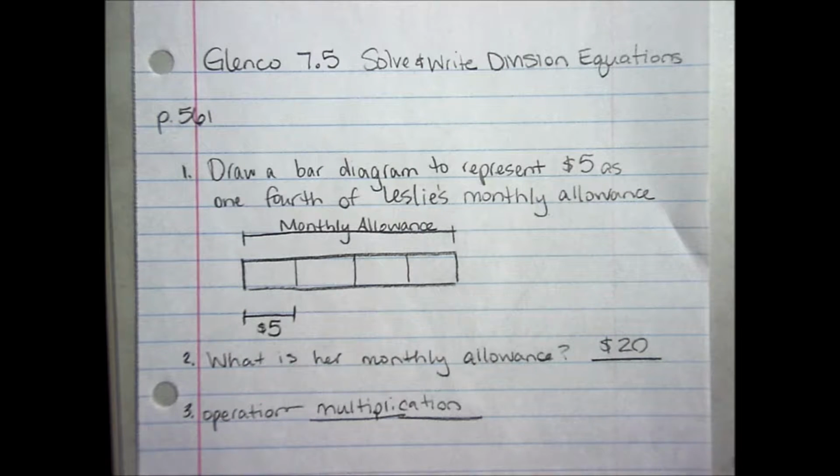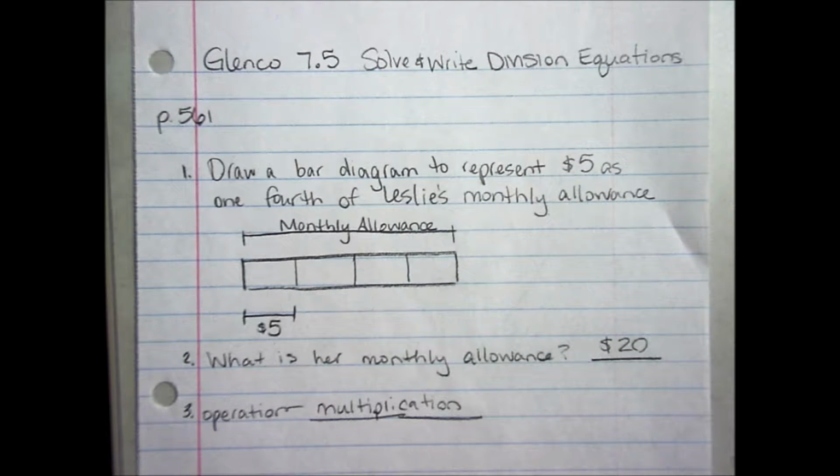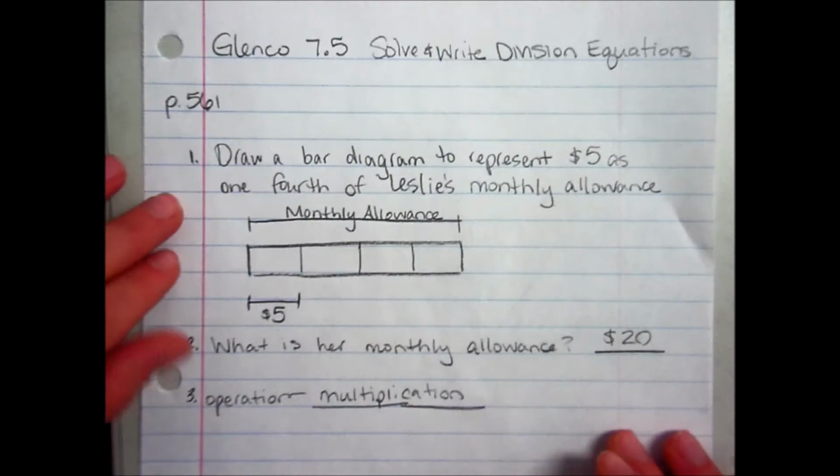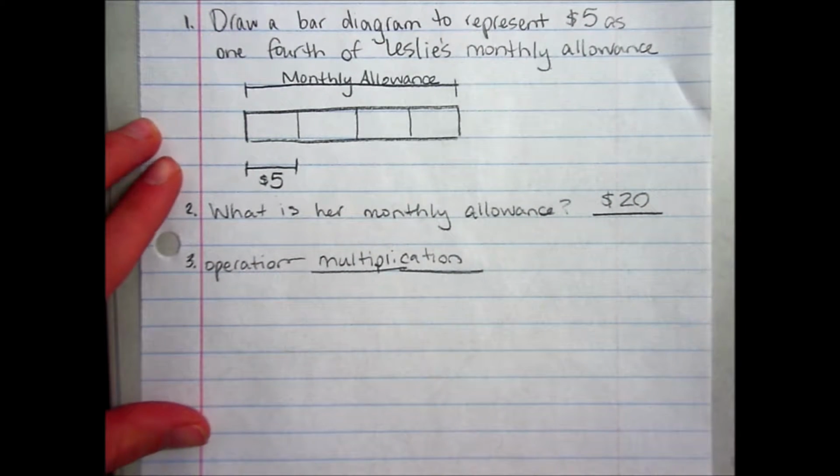Okay, and then if I want to check my answer, I can use inverse operations to check. I could start with my 20, and then I could divide it by 4 to see if I get 5, and I do, so that I know my answer checks out. Alright, so now let's look at page 562 where we can start practicing some problems.